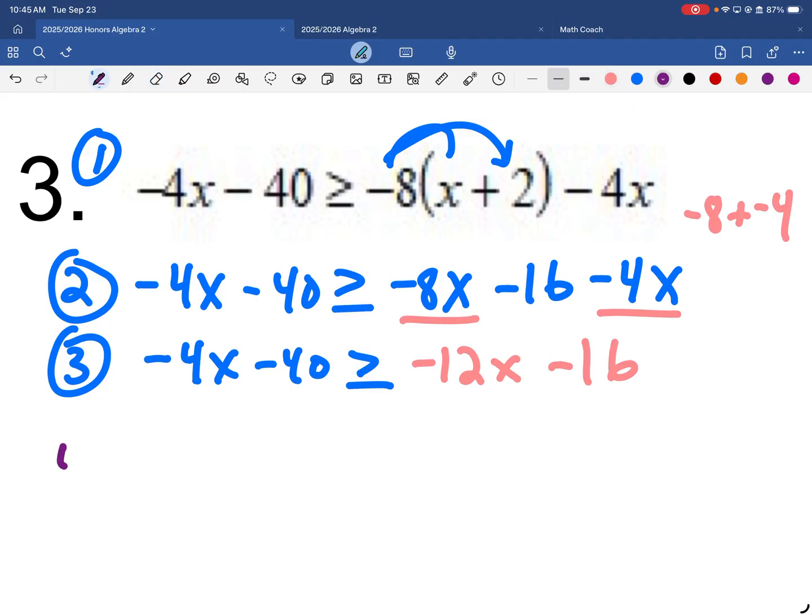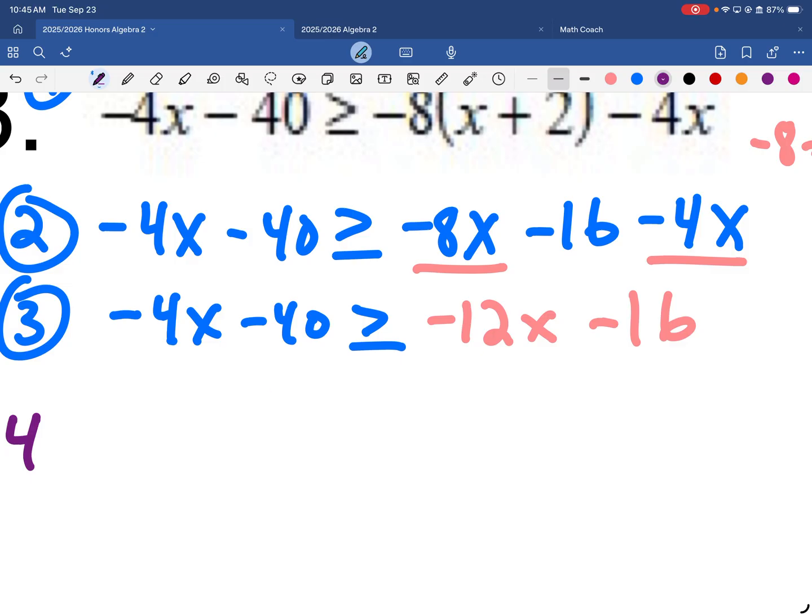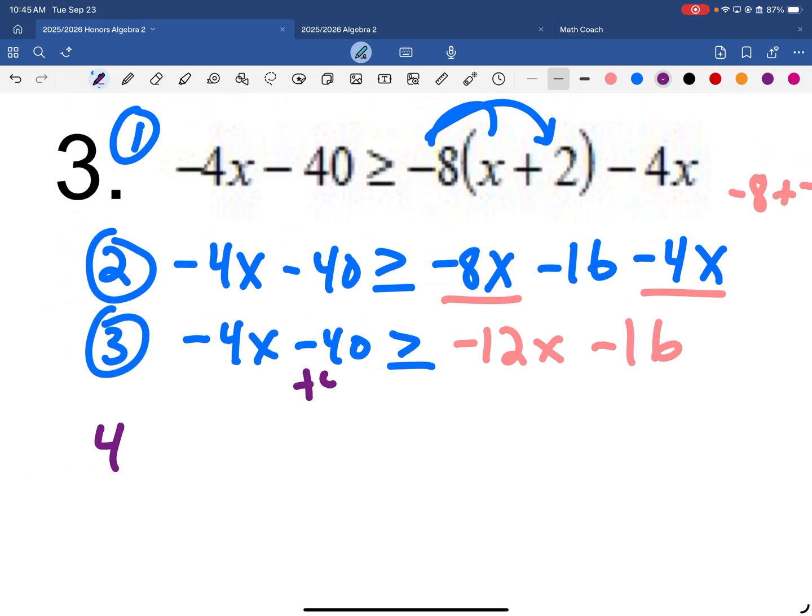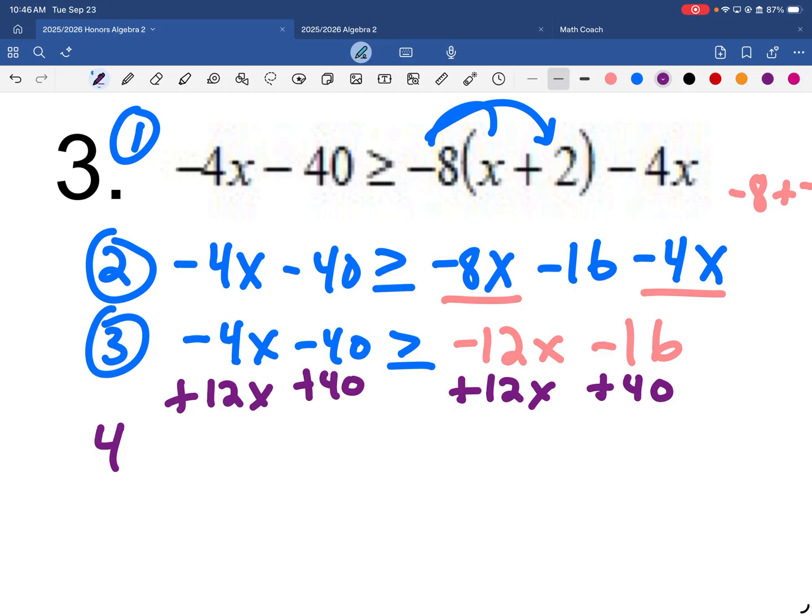Okay, fourth step. I'm just going to go ahead and we'll do the rest of it together. So we're going to add 40. And I'm just going to complete it all in one step. And then I'm going to add 12x. Because ultimately what we want to do is have the variables on the left-hand side and the constants on the right-hand side. If you need to do it in 2 steps, do it in 2 steps.